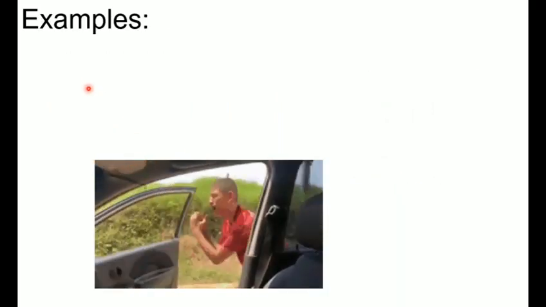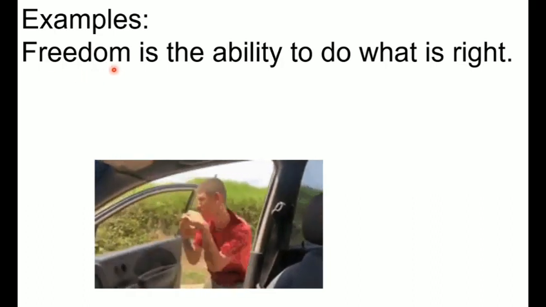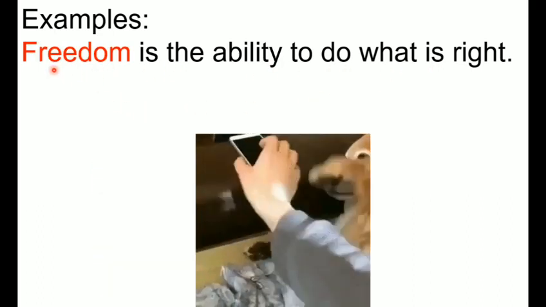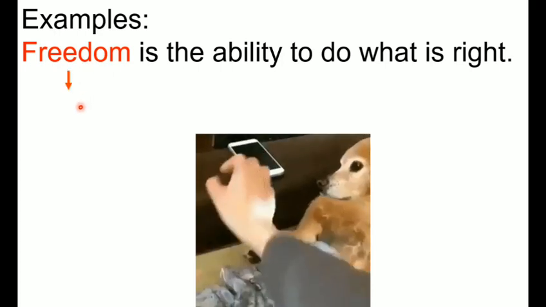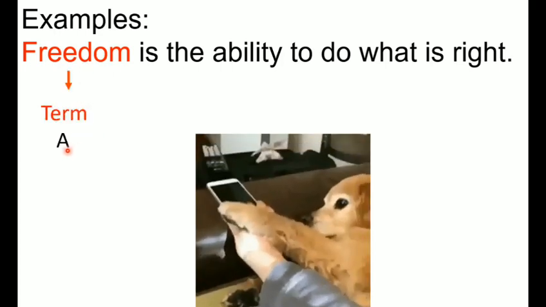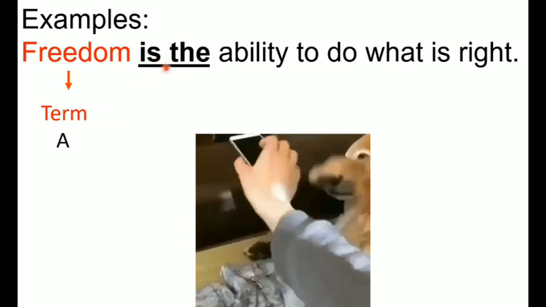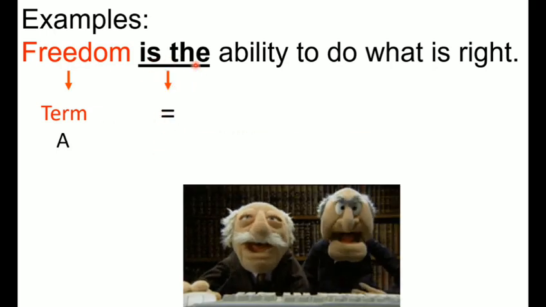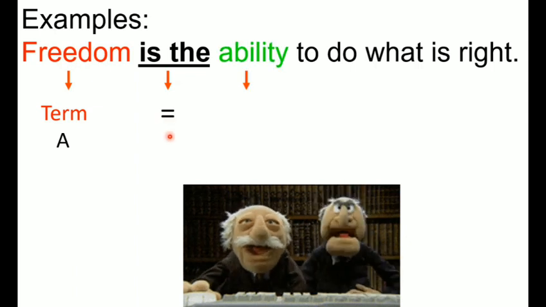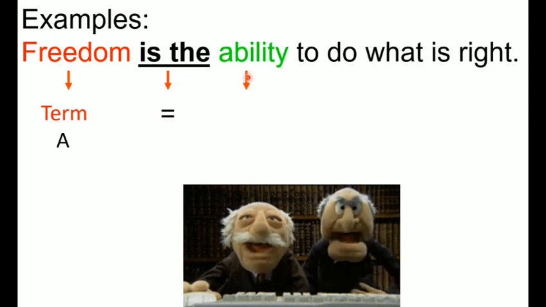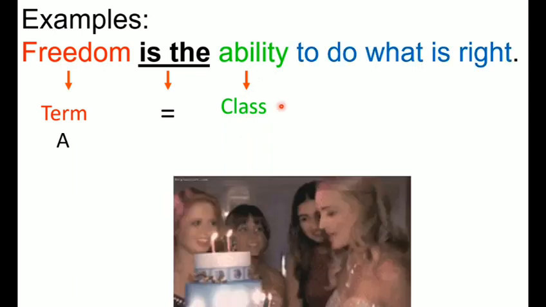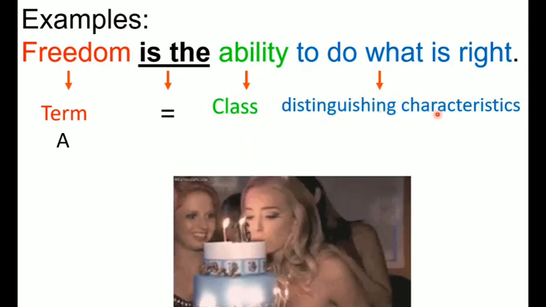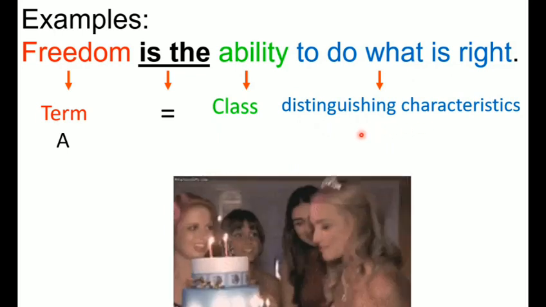Alright. Here is an example. Freedom is the ability to do what is right. Alright. Now, freedom here is our term. This is the part A. And then is, this is equivalent to the equal sign. And ability is the class, and to do what is right is our distinguishing characteristic.